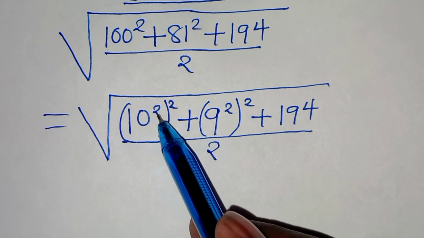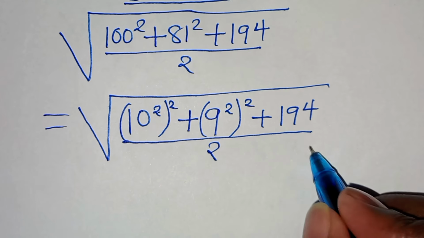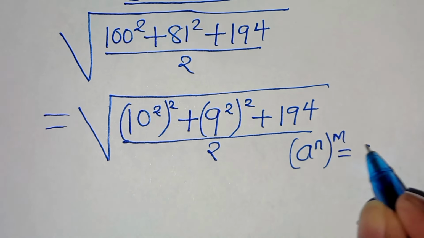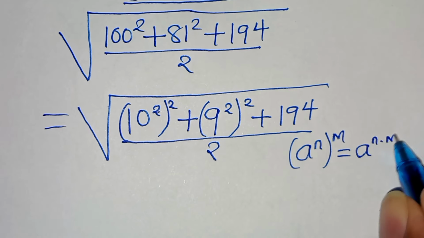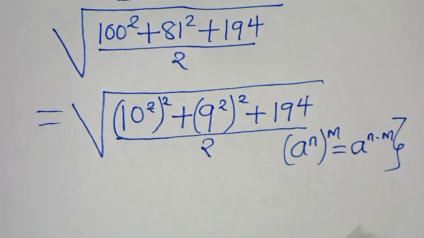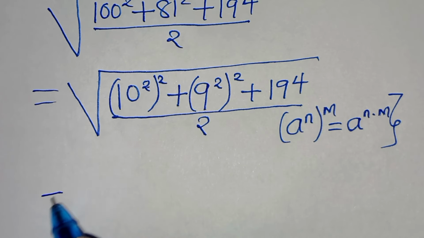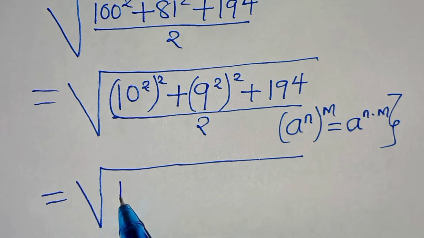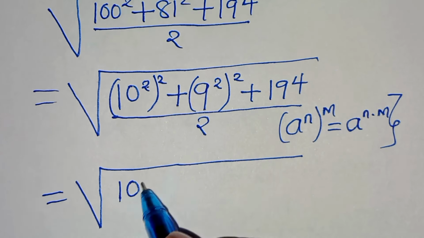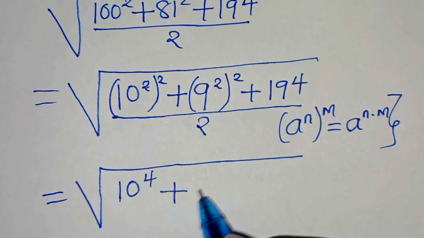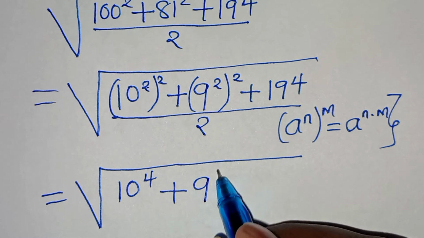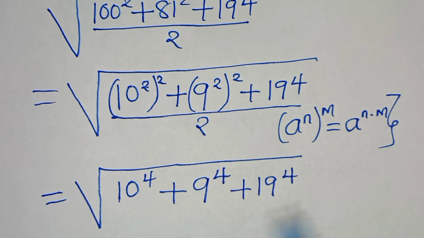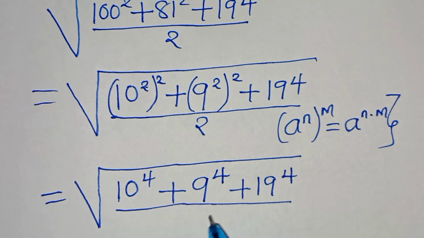We have 10 to the power of 2 to the power of 2. This is in the form of a to the power of n raised to the power of m, which we can express as a to the power of n times m. Applying this exponent property, here we have the square root of 10 to the power of 2 times 2, which is 4, then plus 9 to the power of 2 times 2, which is 4, then plus 19 to the power of 4, everything here divided by 2.